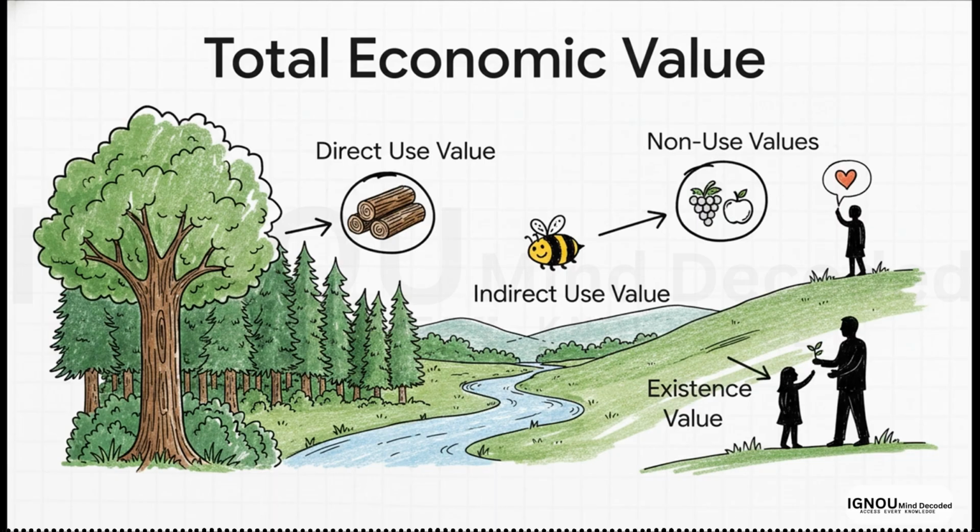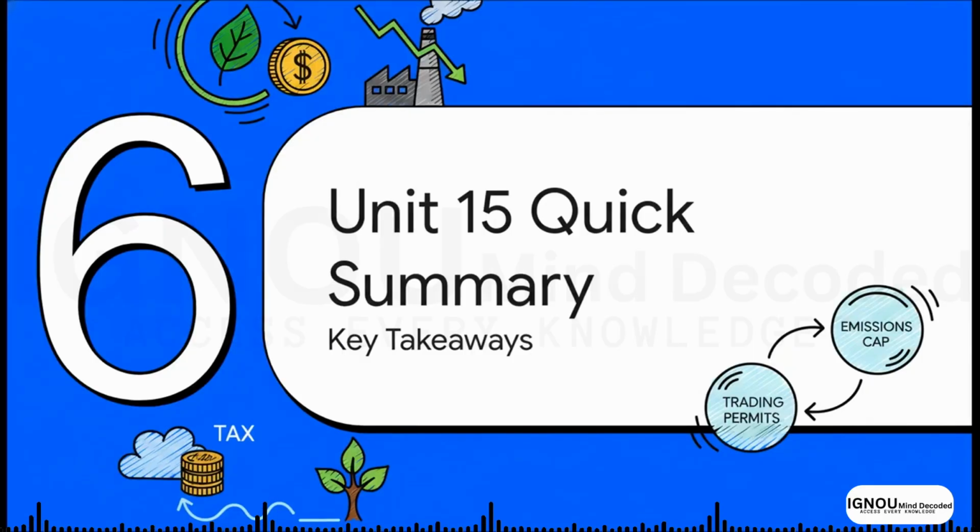This includes existence value, the value we get just from knowing that the Amazon rainforest exists, even if we never go there. And bequest value, the value of preserving nature for future generations. Okay, we have covered a ton of ground, so let's do a really quick summary of the main takeaways from this unit just to help lock in all these ideas for your revision.